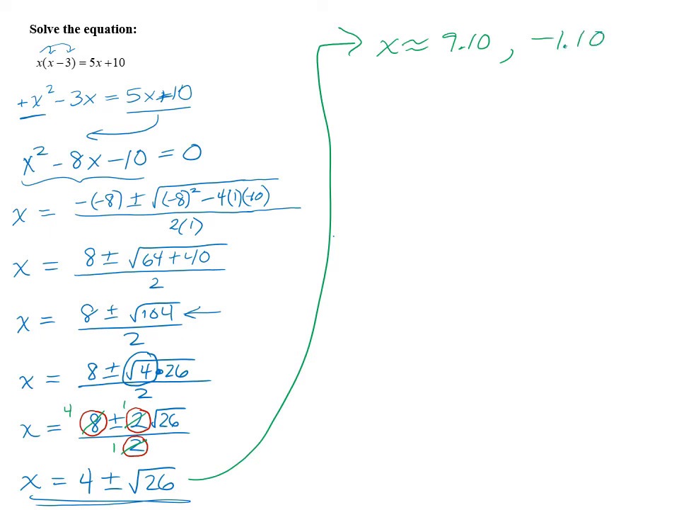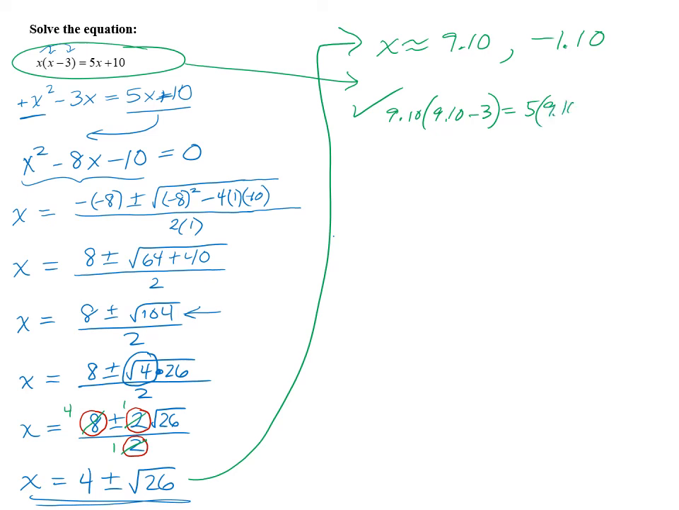We should check them both. When we check, we want to go back to the original equation. So we're going to plug that in. So 9.10 times 9.10 minus 3, is that equal to 5 times 9.10 plus 10? Calculate the left and the right side. When we calculate the left side, we get 55.51. We calculate the right side, we get 55.5.